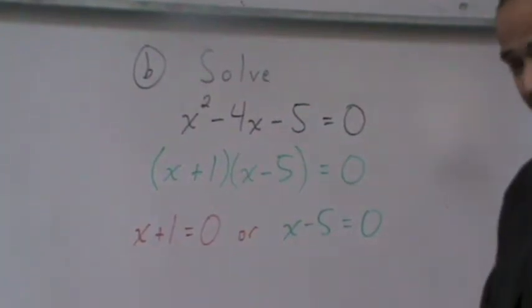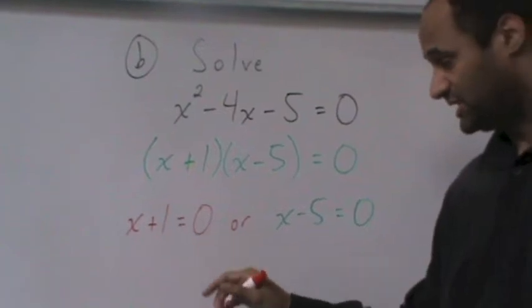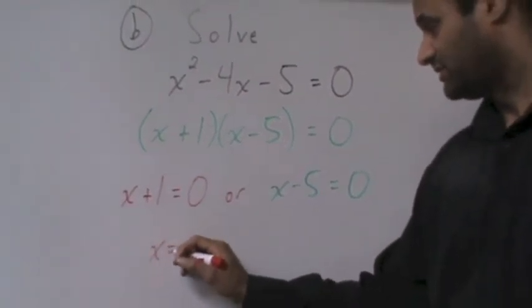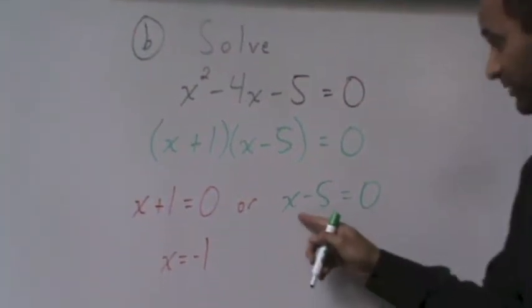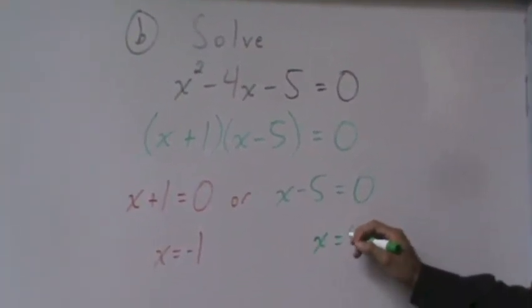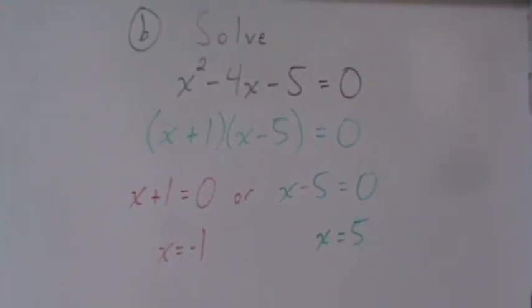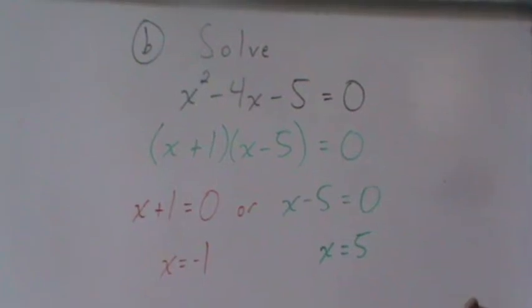We solve each one for x. What can you add 1 to get 0? That would be -1. What can we subtract 5 from to get 0? That would be 5. So x is either -1 or +5.